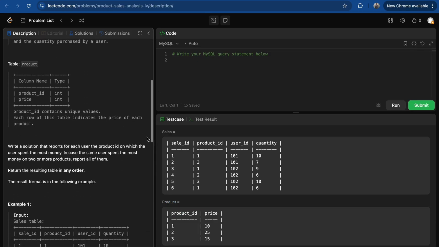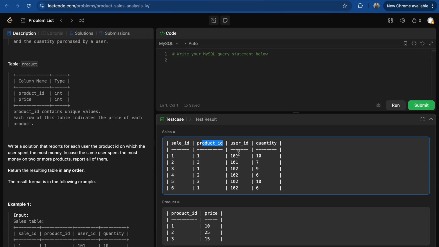And this product ID is referencing the primary key of the product table. Now, let's see what we have to do. We have to write a solution that reports, for each user, the product ID. For every user ID we have to return the product ID on which the user spent the most money. In case the same user spent the most money on two or more products, we have to report them all.